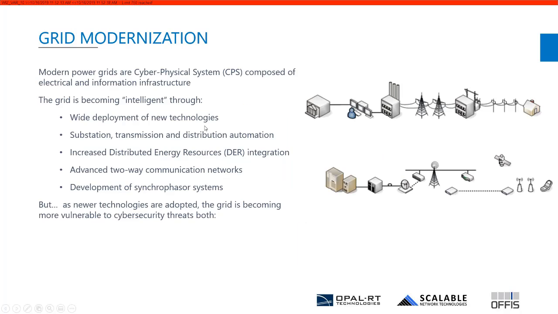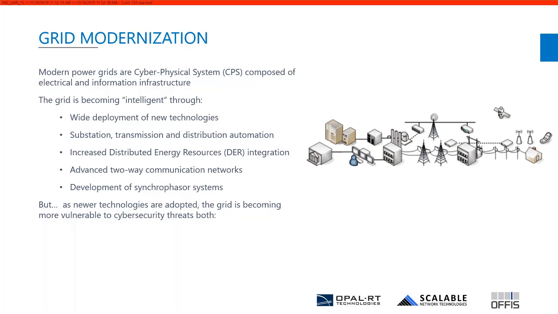I'll start with a little bit of context for this webinar. So in the power system industry, there is a grid modernization and digitalization that is due to a wide deployment of new technologies. It happens at all levels, the substation, transmission, distribution. We are adding automation at all these levels. We're adding new distributed energy resources integration, and we have more advanced two-way communication networks.